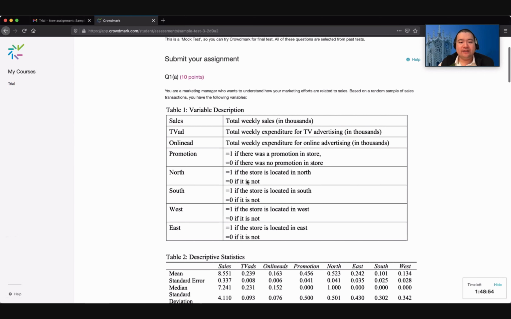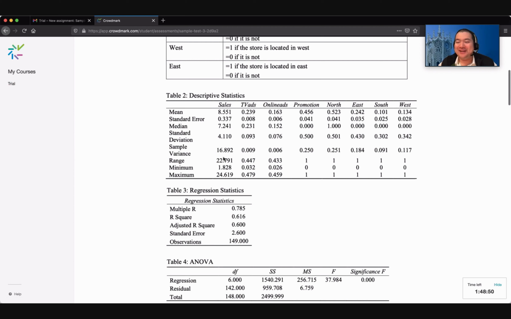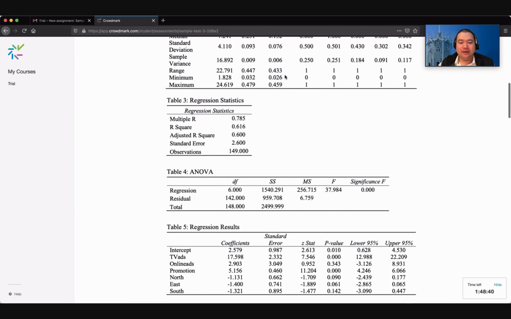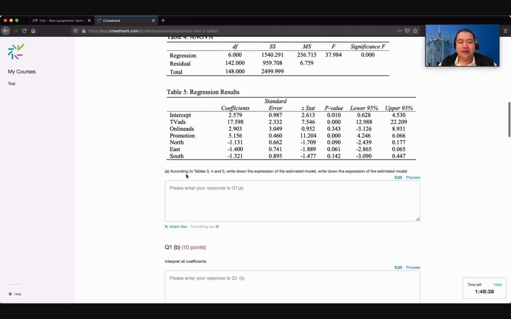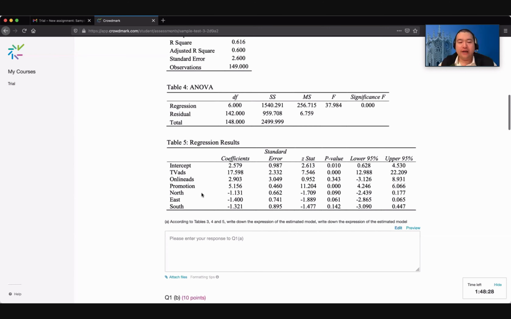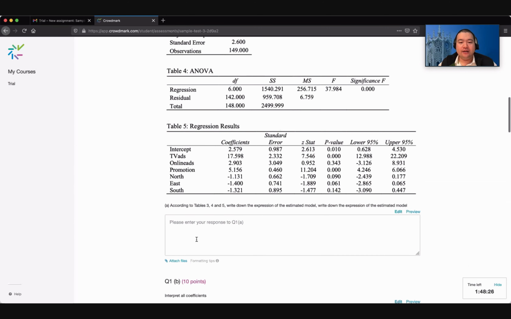So for sample test 3, again, this is like a promotion, right? You're probably quite familiar with this data set. You've got the cells, the mean, standard error, standard deviation, the median, and so on. I'm not going to repeat. Okay, so here, according to table 3, 4, 5, write down the expression of the estimated model. So you just write down the model.